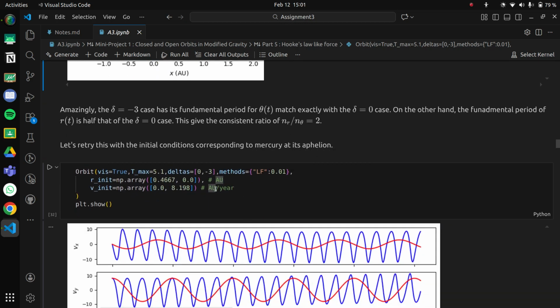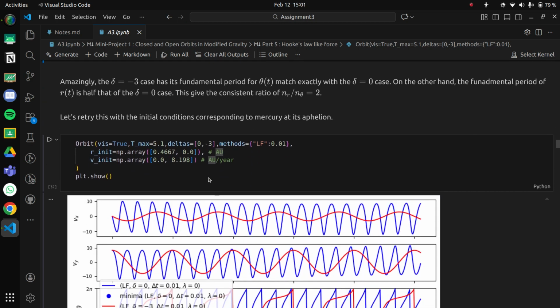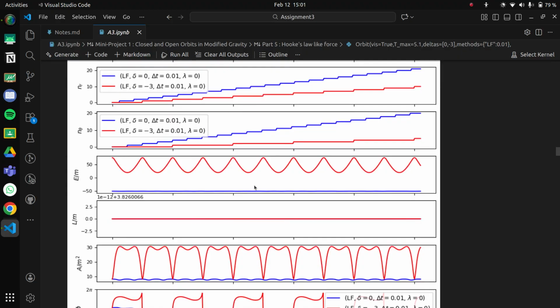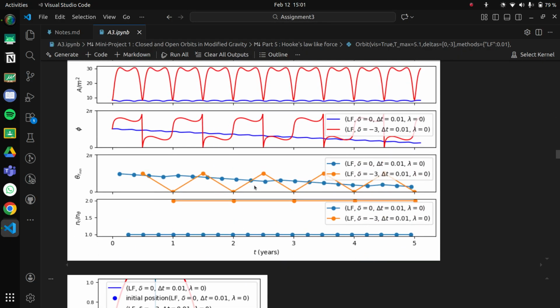Then we do it for some different initial positions and velocity, which is basically for Mercury at its aphelion, and you see a kind of different thing going on. And you also see this theta r minimum is going down. Now you might think it's precession, but no, it's not precession. In a proper inverse square law, you shouldn't have anything like that, right? Even for something like delta equal to minus 3, so the Hooke's law, you shouldn't have any kind of precession.